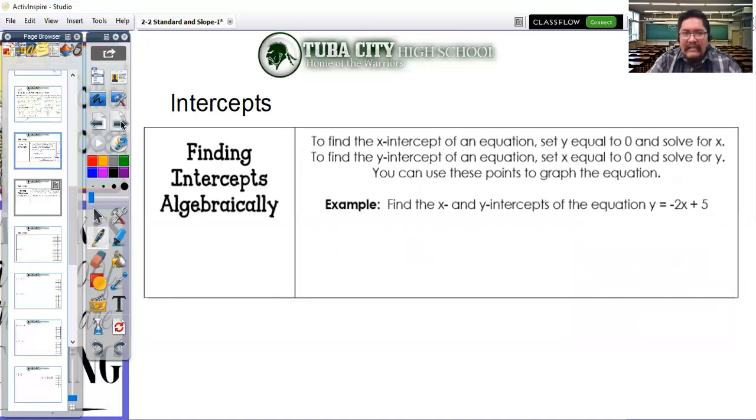Now, how do you find these algebraically? Looking at the graph, we were able to just look at the graph, point, and say that it's going to cross right there. So this is the one I call taking turns. If you were in my Algebra 1 class, I call this one the taking turns.